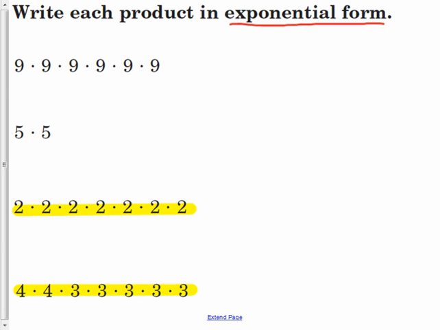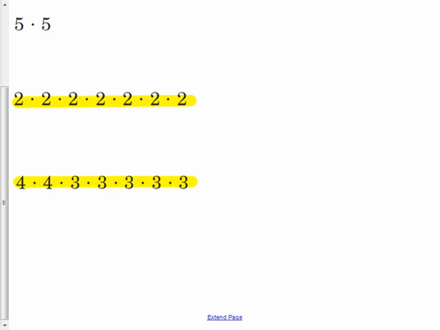Okay, so if I look at my first highlighted example here, you can see that I'm multiplying the number 2. So I have a base number of 2. The question is, how many times am I multiplying it? Well, I'm multiplying it once, twice, 3 times, 4 times, 5, 6, and 7. So I have 7 2's. So my exponential form is 2 to the power of 7.